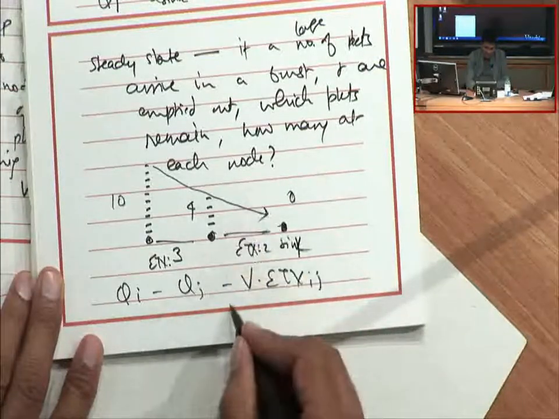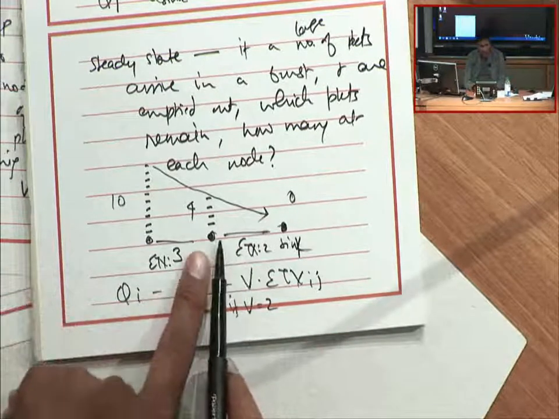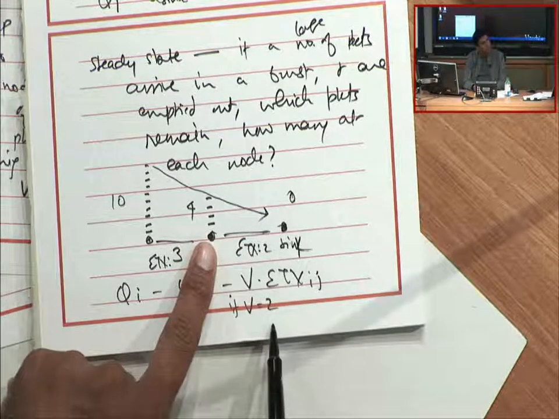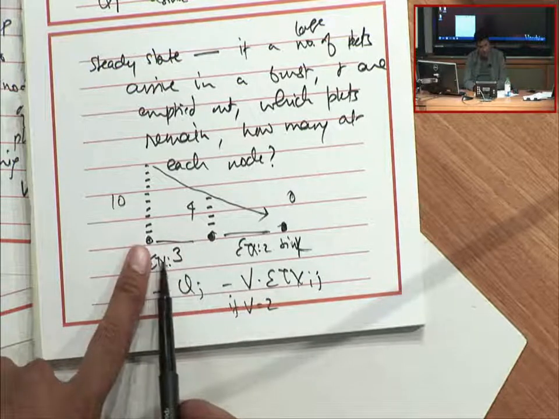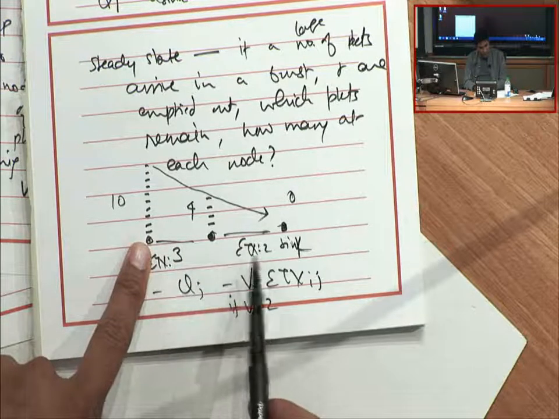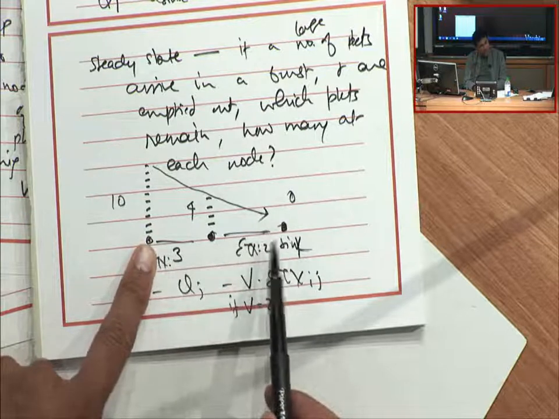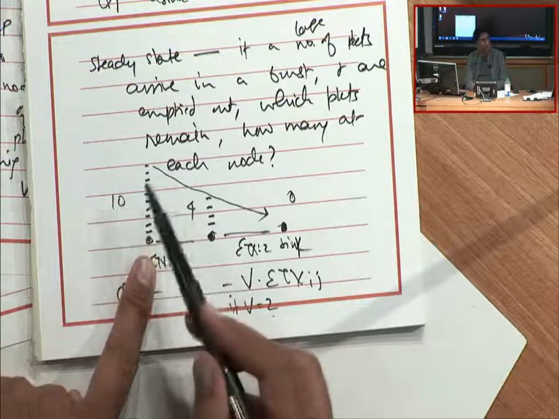Here we're assuming V equals 2. What is the shortest ETX path from this node to the sink? It has an ETX of 2. 2 times 2 is 4. That's how many packets it has sitting at its queue. For this node, you have a total of 3 plus 2, 5, as the shortest ETX path from this node to the sink. 5 times the V value of 2 is 10. That's how many packets will sit at this node.